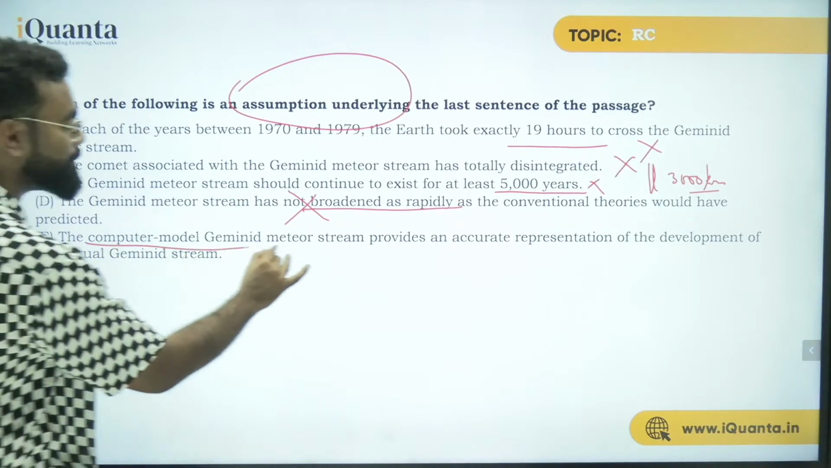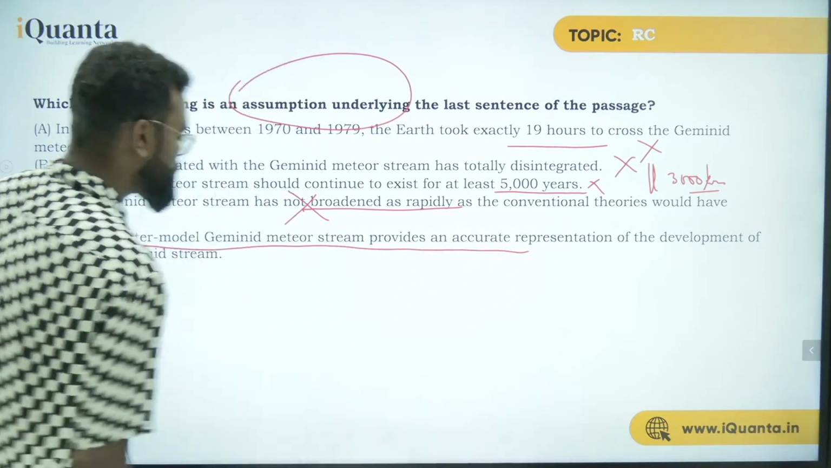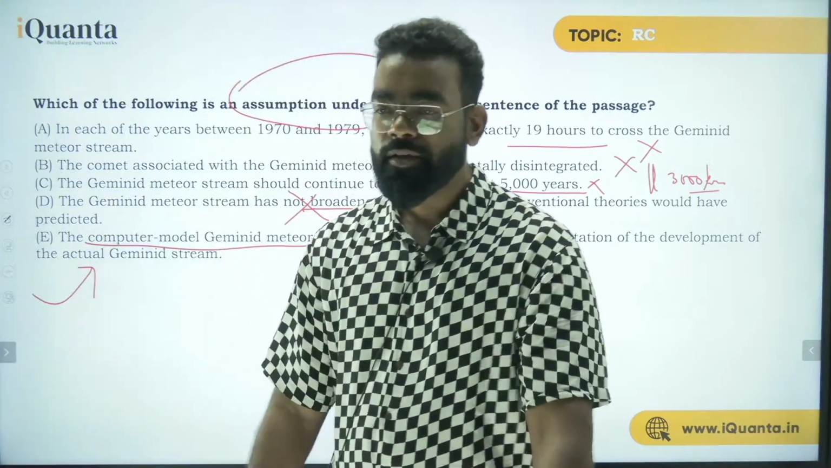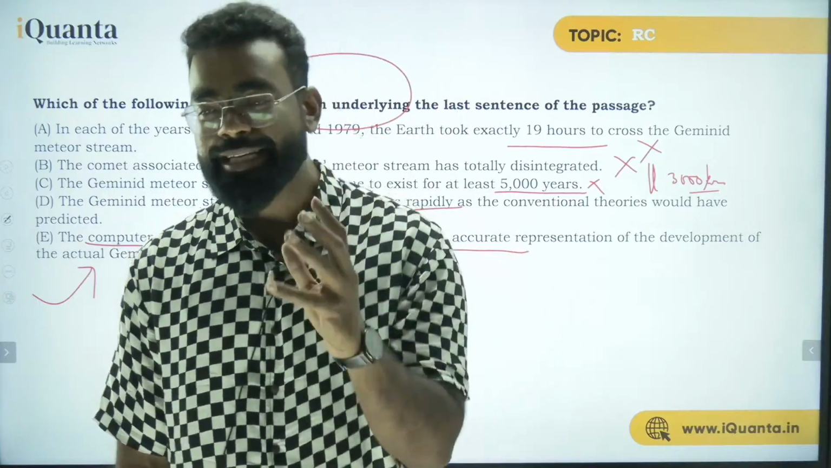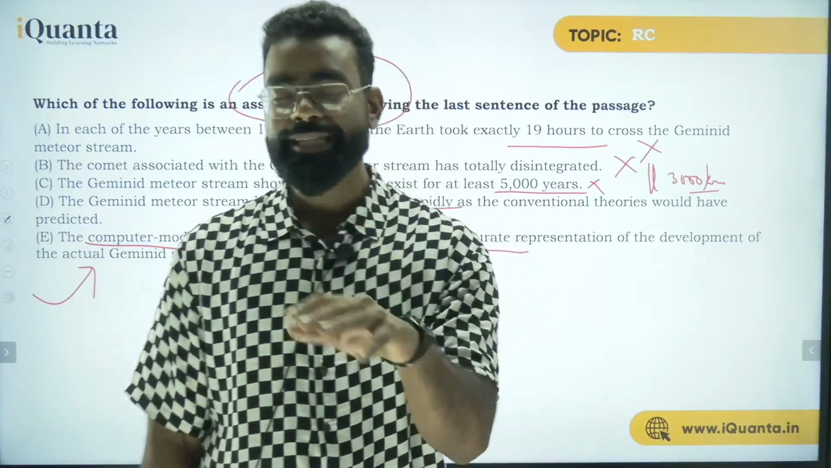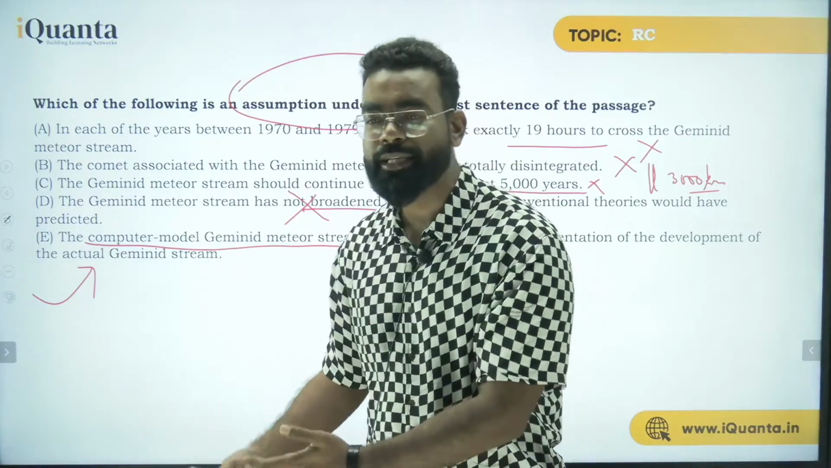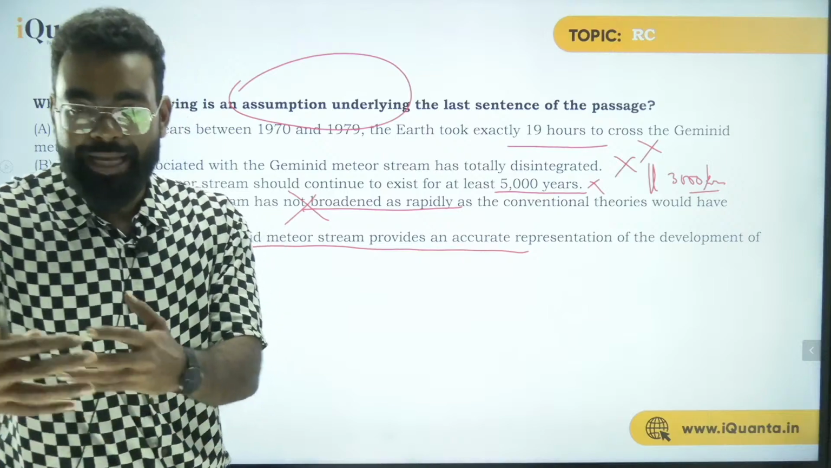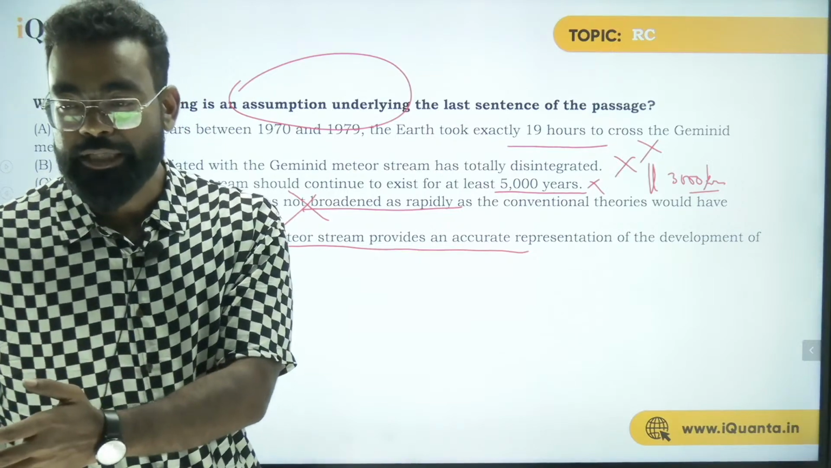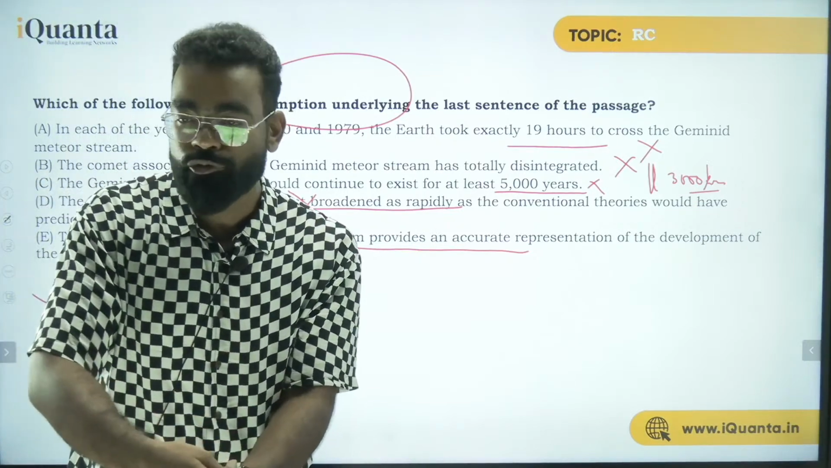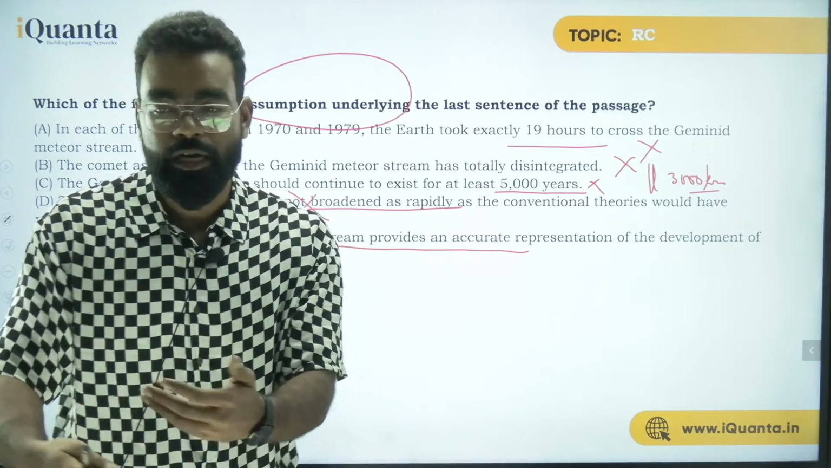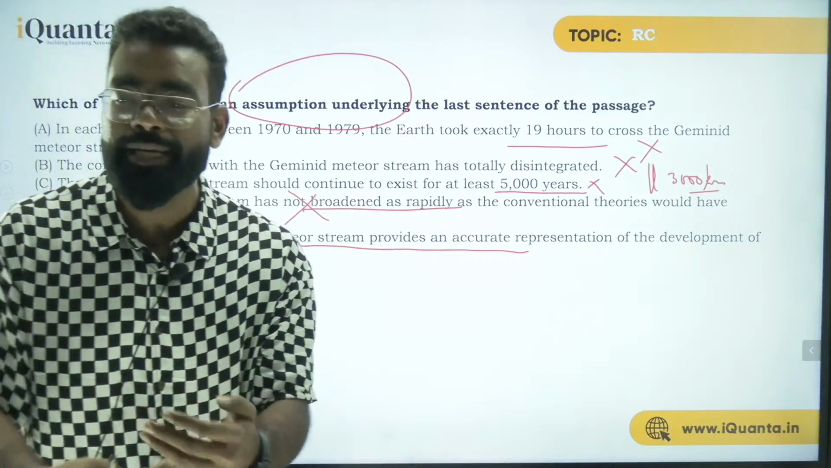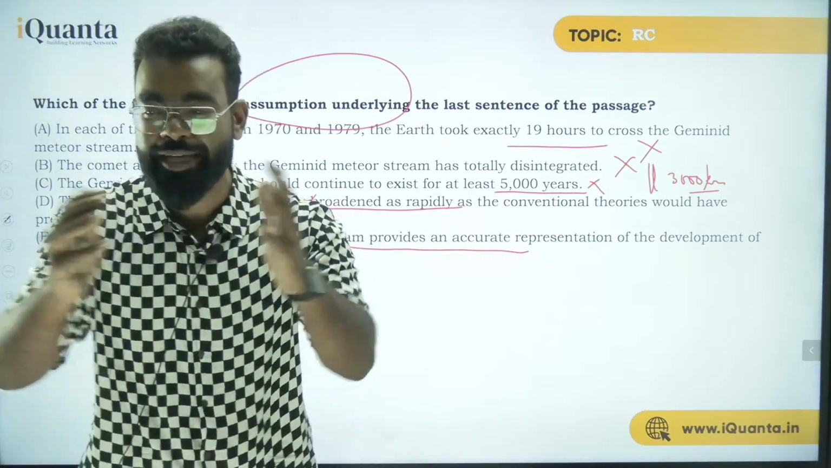The computer model of the Geminid meteor stream provides an accurate representation of the development of the actual Geminid stream. That is what I have said. The age is 3,000 years, so it is not incorrect. So why are they concluding it is 3,000 years? Because they are saying that if it was 5,000 years, it should have been 24 hours for the next shower of meteors, right? But it averages 19 hours, so it should have been how much? 3,000 years. That's why E is the answer.